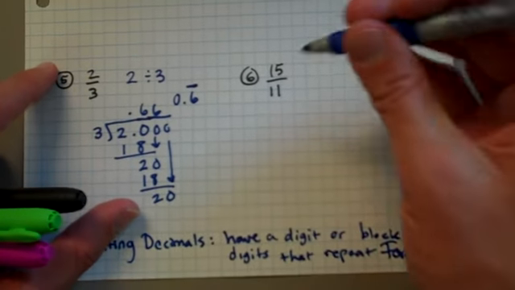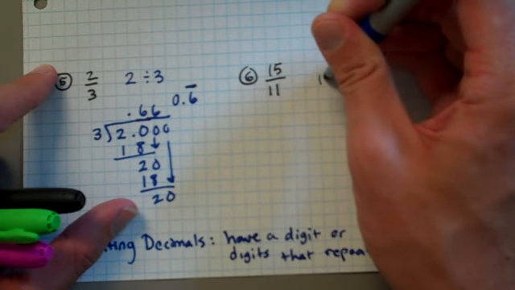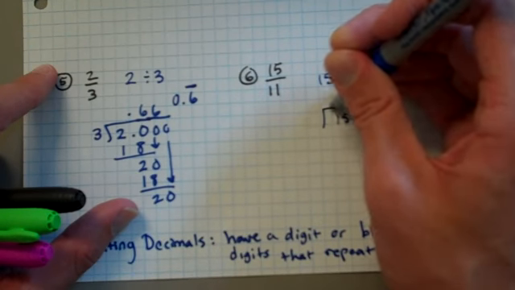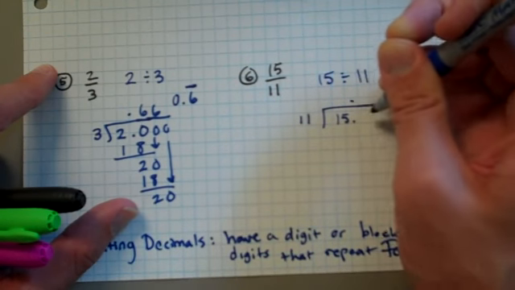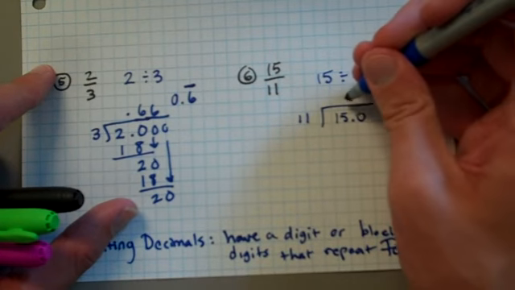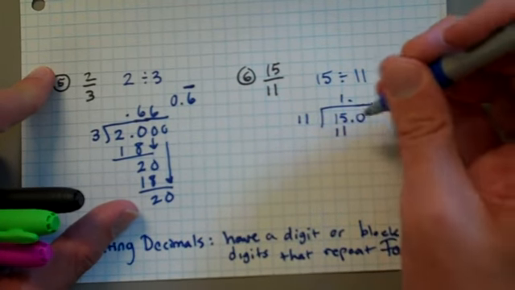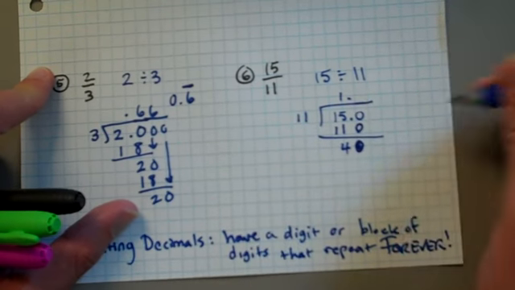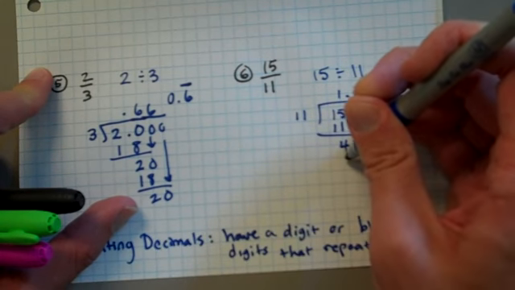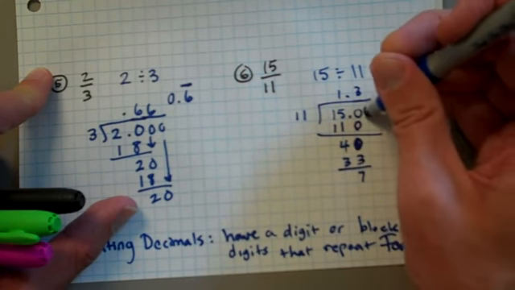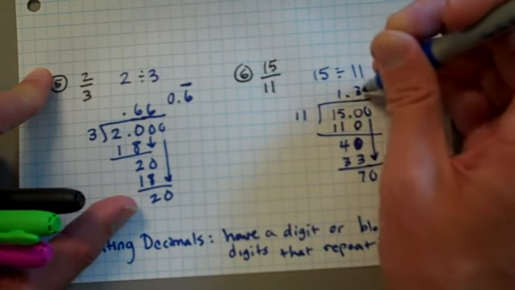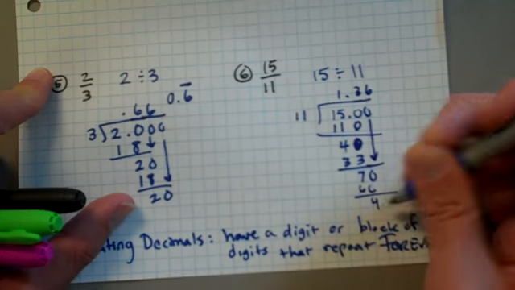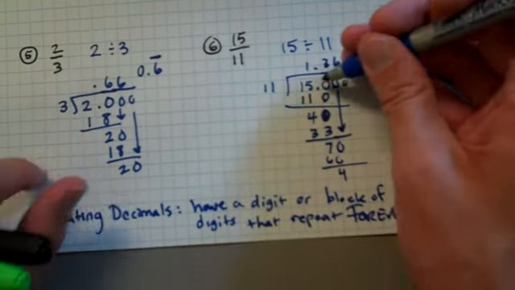Let's try another one, like 15/11. So we're doing 15 divided by 11. So 15 goes in the funhouse. 11's on the outside. 11 goes into 15 one time, with 4 remaining. So we'll bring down the 0. 11 goes into 40 3 times, with 7 remaining. Bring down another 0. 11 goes into 70 6 times, with 4 remaining. Hey, wait a second.